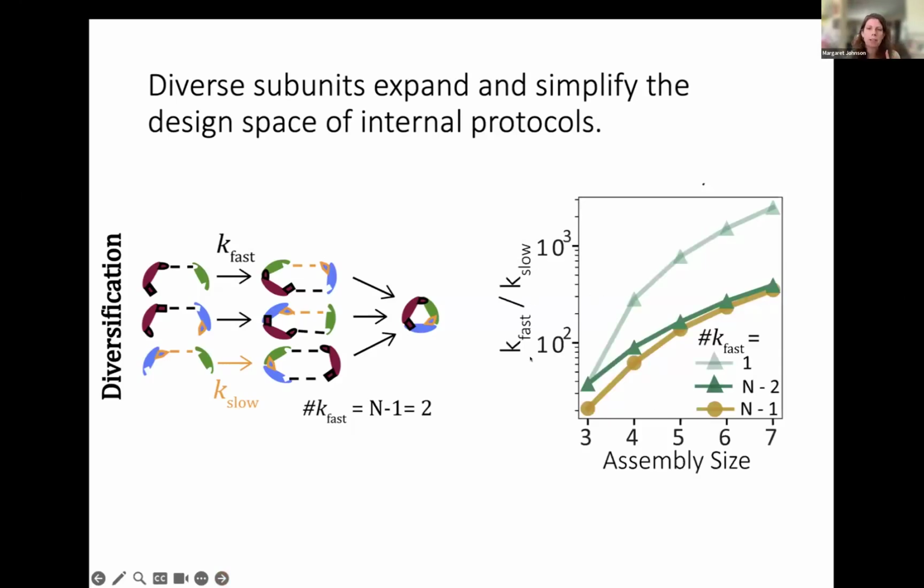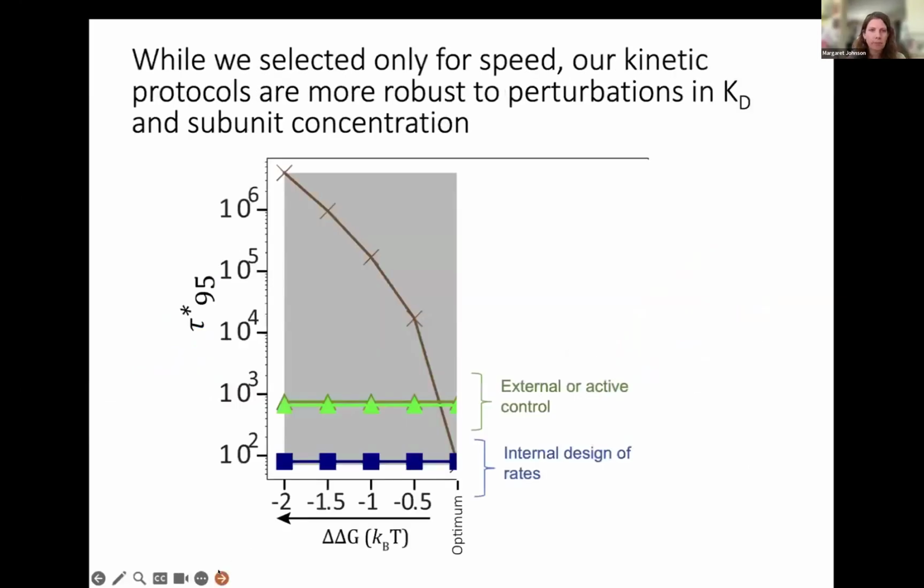And so that's what this graph is showing. The bigger you want to assemble something, the more you have to stratify the rates. So if you look at the gold line, you have to make it 300 times faster versus only 60 times faster. And that's because you're building something larger, so you have to wait longer to get to 7 than you do to get to 3.